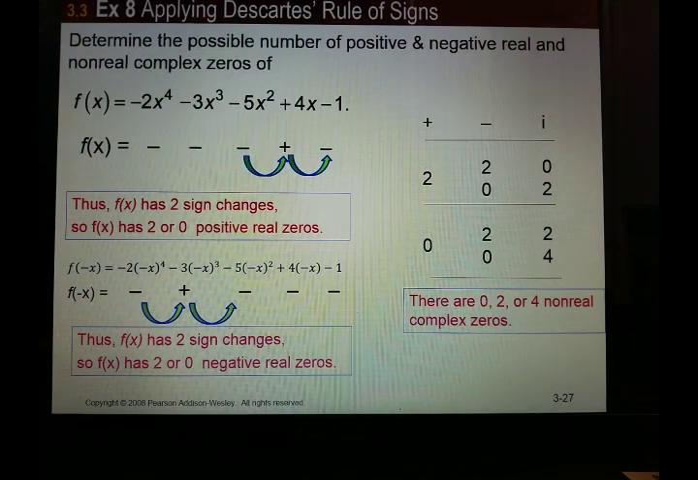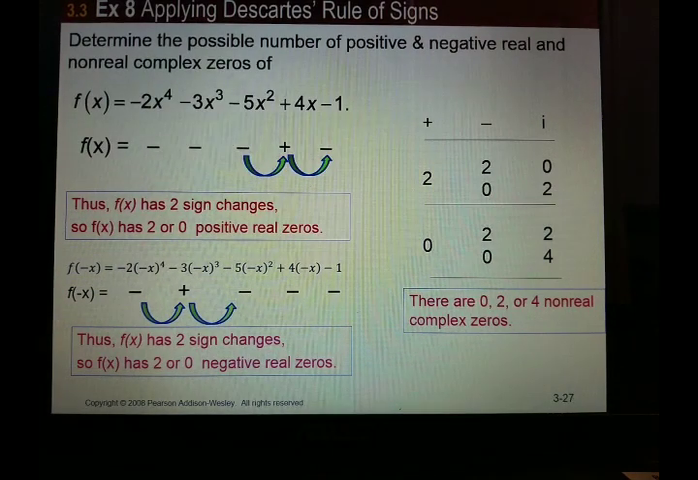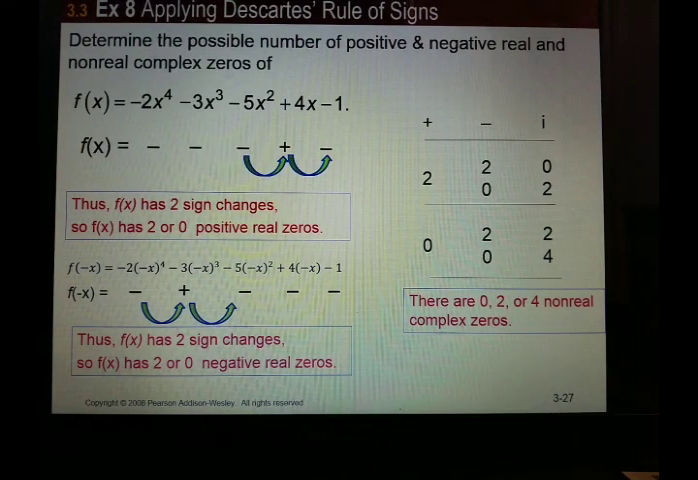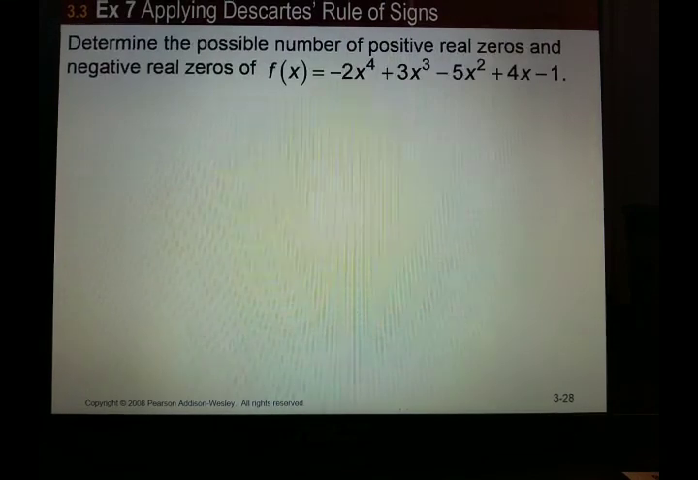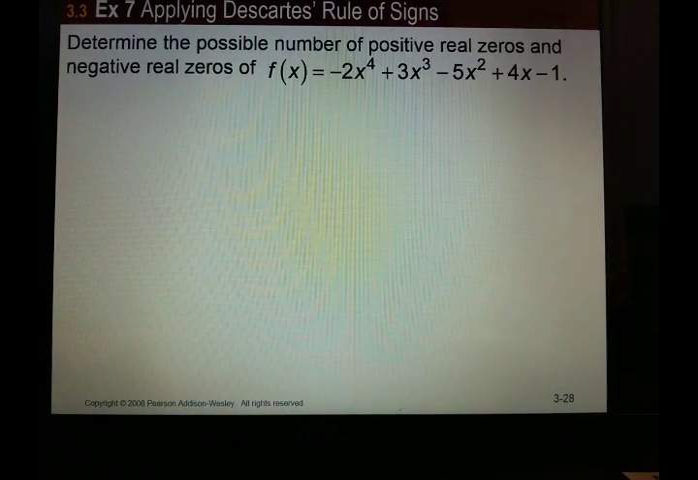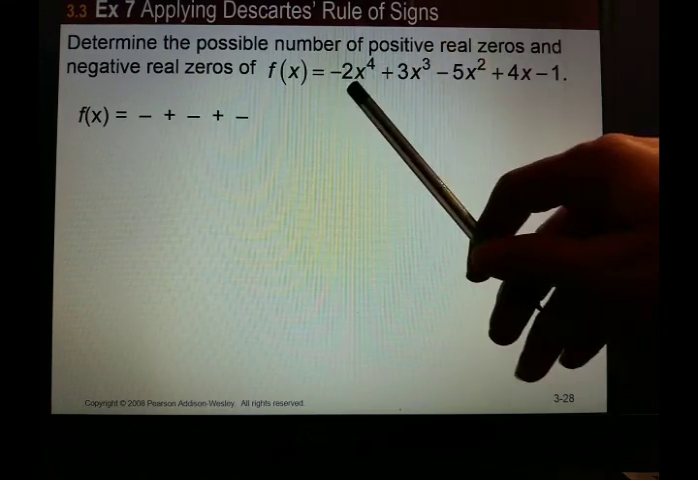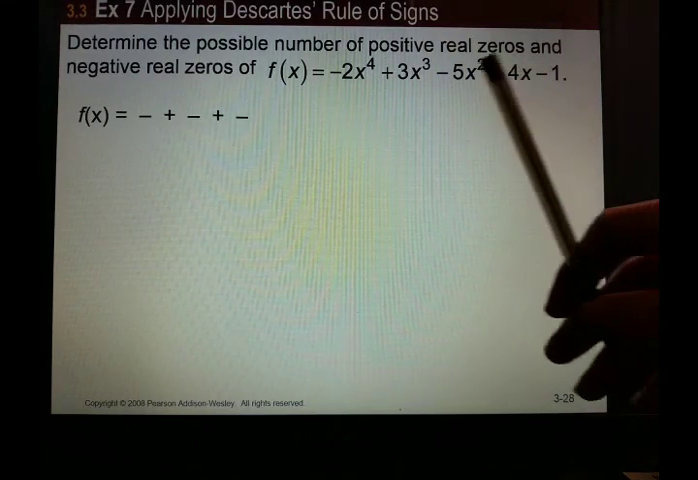Now I have a second example of this because this is brand new to y'all and you tend to struggle with it a little bit. So let's go ahead and do one more example of it. So remember, the number of possible positive real zeros. You don't change anything, just keep all your signs the way they are. Do make sure this is in descending order though of the exponents.